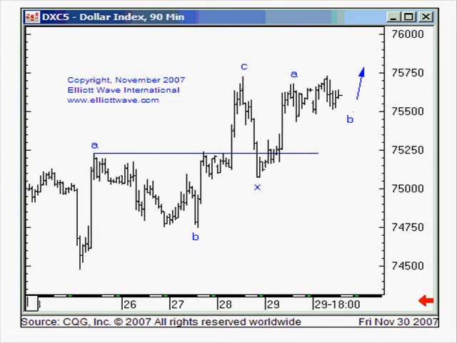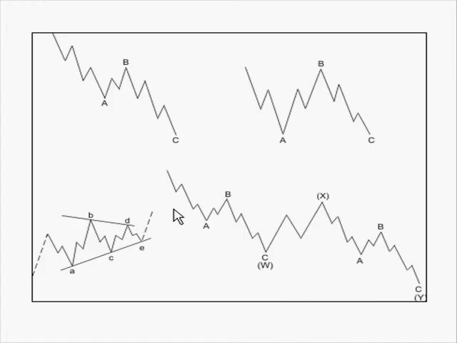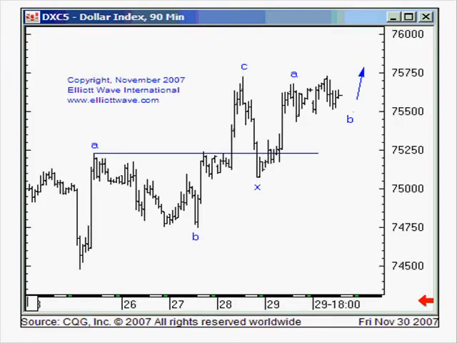This is the intraday chart for the dollar. And I counted initial A, B, C, and X, which means I'm counting a double zigzag. Remember that from the first chart? This is it inverted, but it's an A, B, C, X. I would expect a second A, B, C. So from this X, A, some kind of B, C.